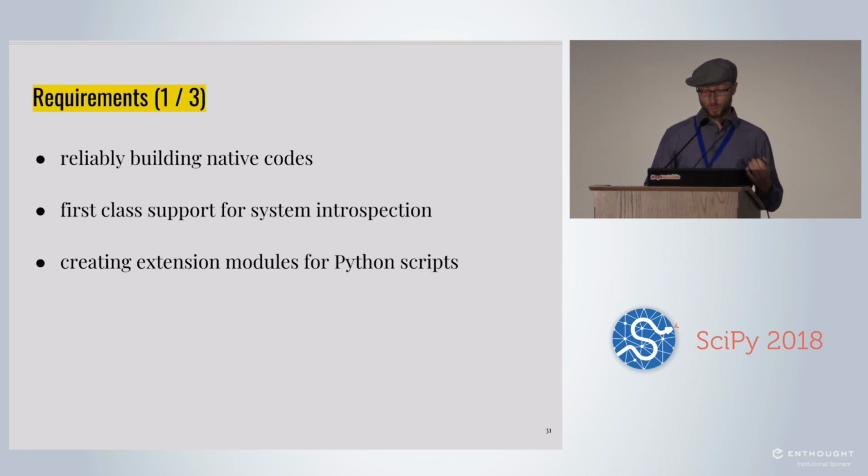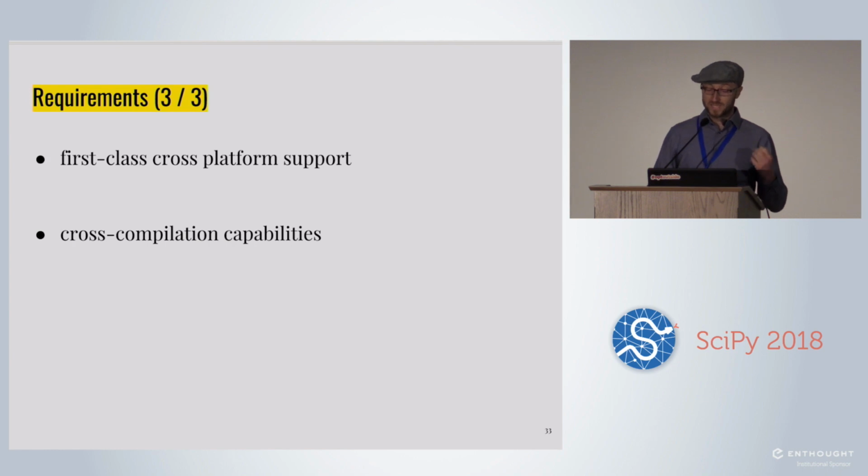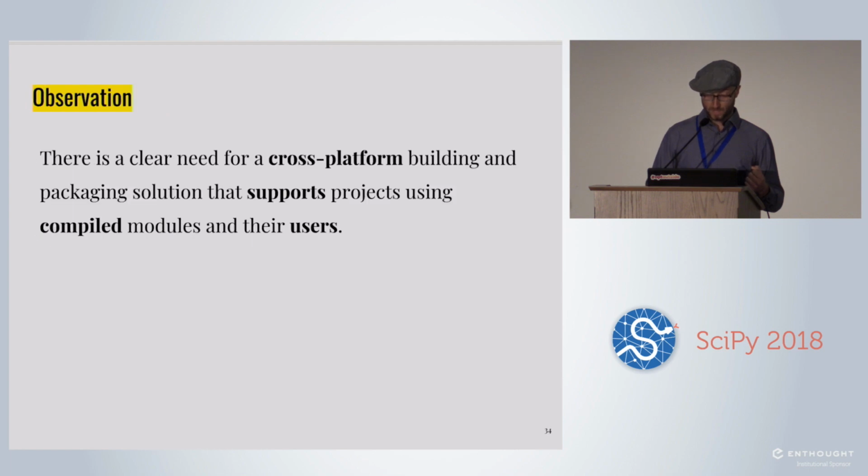What are the requirements for such a tool? Reliably build native code, first-class support for system introspection, creating extension modules for Python scripts, dynamically and statically linking extension modules for use in embedded applications, compiling, packaging, and publishing, all integrating with the Python ecosystem. First-class cross-platform support, and also cross-compilation capabilities. There's a clear need for a cross-platform building and packaging solution that supports projects using compiled modules and their users.